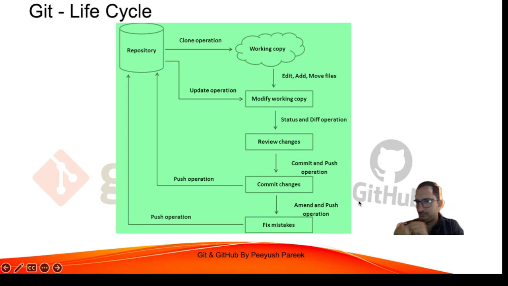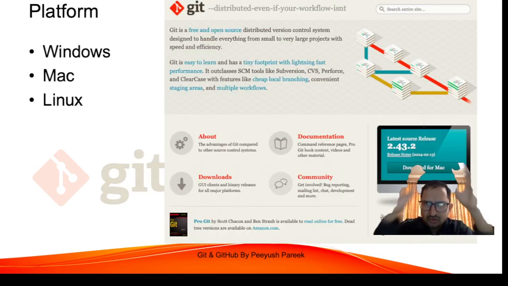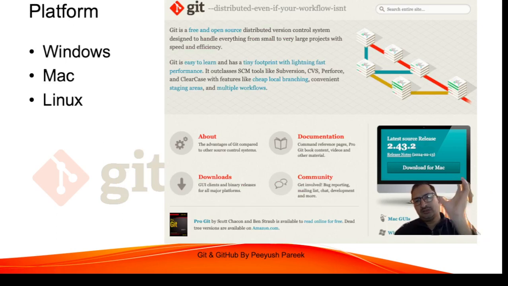Now, suddenly we find that we have made some mistakes. We have to fix the mistakes. We change them in our local repository, then push again. So this is a small life cycle of Git. Again, some new developer comes and says that he wants to work on the project. Don't worry, clone from the repository to your working copy, do the changes, review the changes, commit, fix mistakes, and push again with the new version. So this is all about the life cycle.